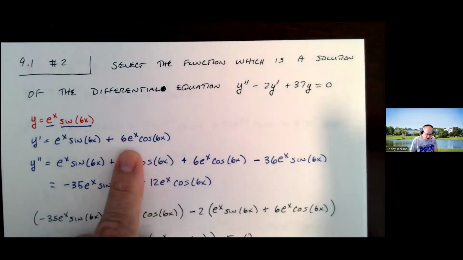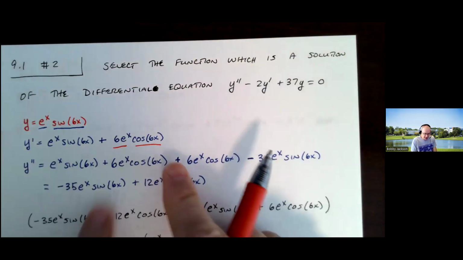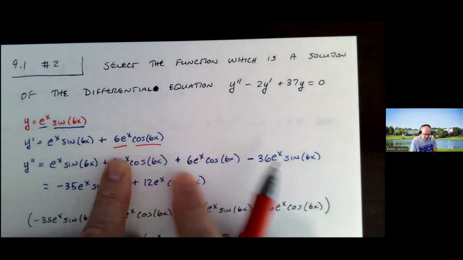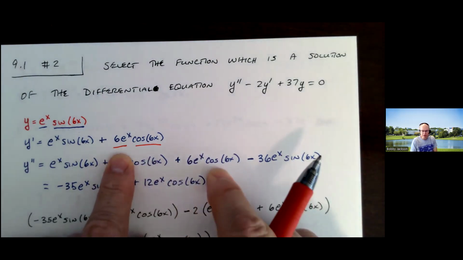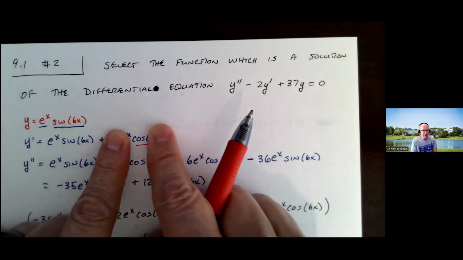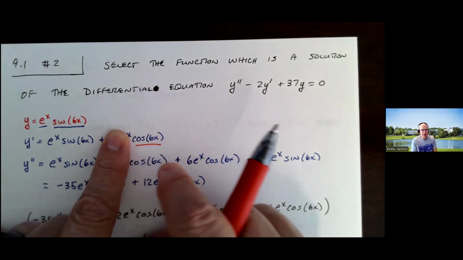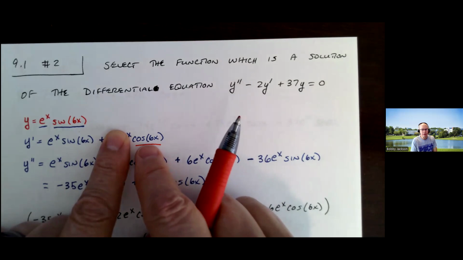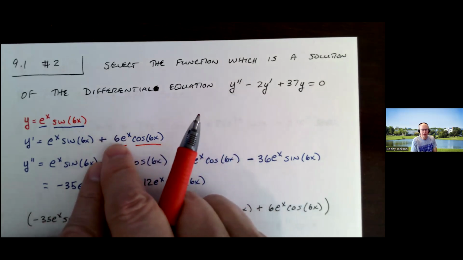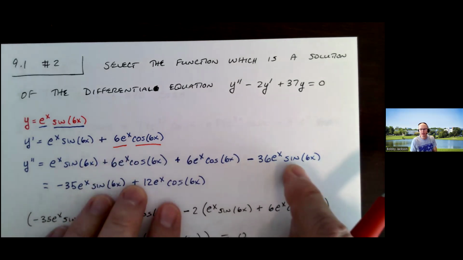This again is a product rule. I've got 6 e to the x times cosine of 6x. So the derivative of 6 e to the x is just 6 e to the x times cosine of 6x. But then when I take the derivative of cosine of 6x, chain rule again, the derivative of cosine is negative sine of 6x times the derivative of 6x, which is 6. So I get negative 6 cosine of 6x. Well, negative 6 times 6 is negative 36 e to the x sine of 6x.